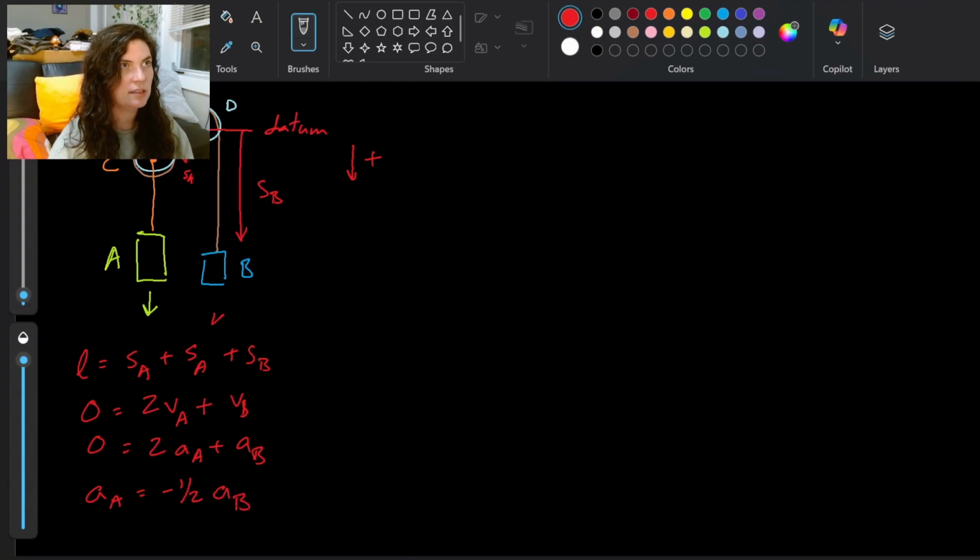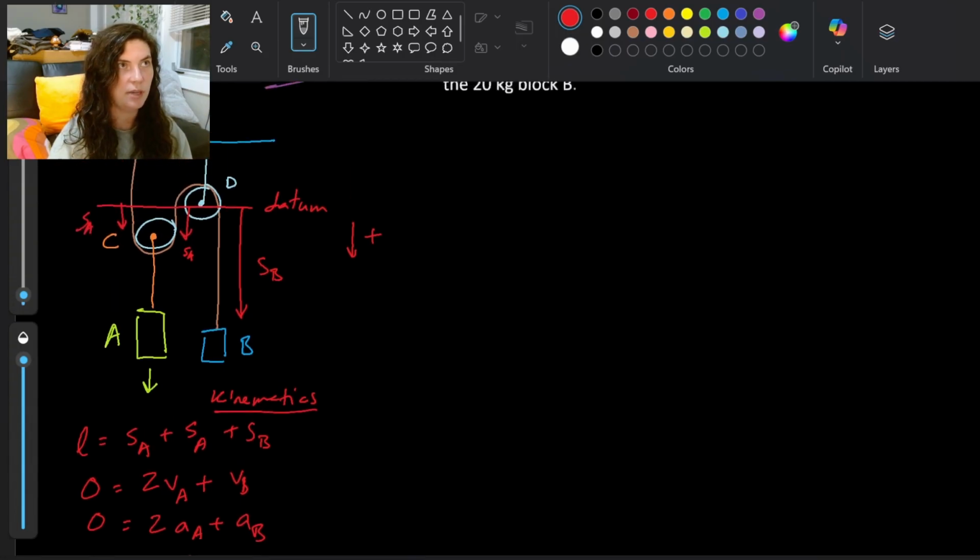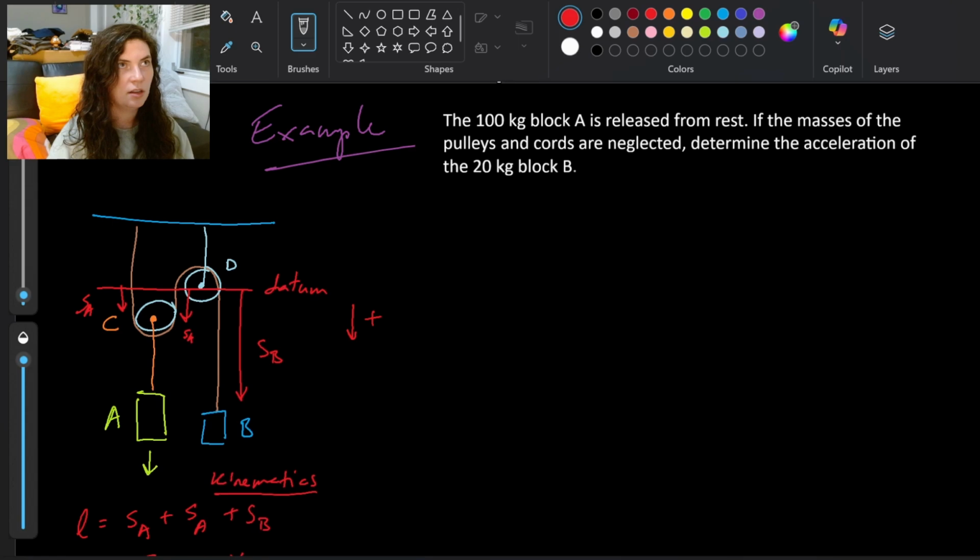So this is the kinematics portion, which we usually save for last. Fine if you do it first, because now we have that relationship between acceleration of A and acceleration of B. But how are we going to go about this other portion? How are we going to go about the actual kinetics part?